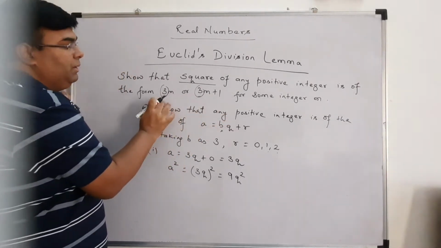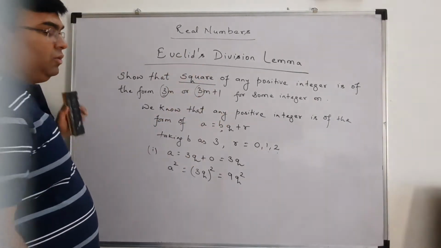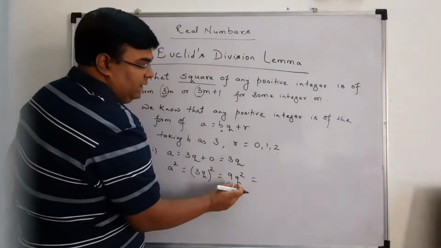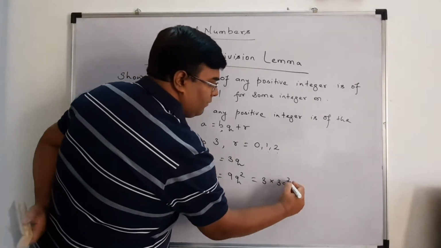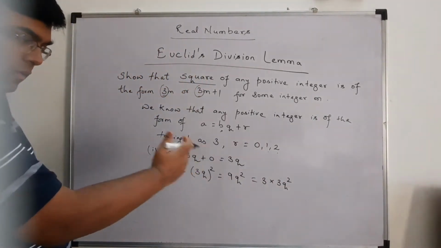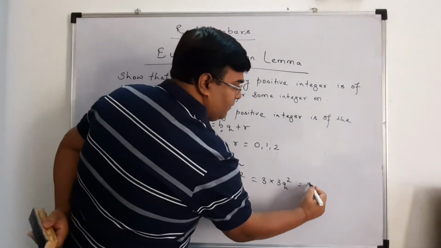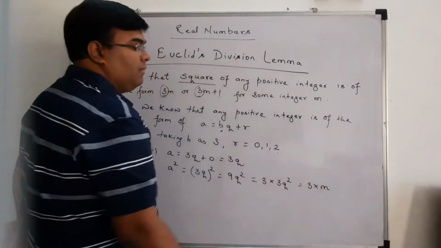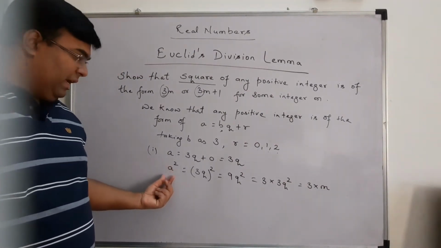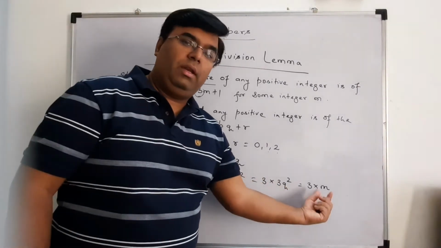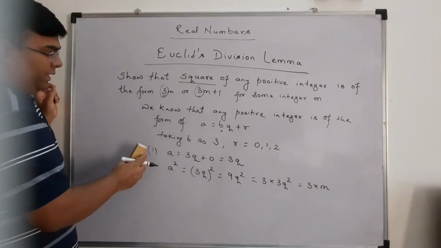We need to get our final number in the form of either 3m or 3m plus 1. It should be a multiple of 3 or a multiple of 3 plus 1. So we can write this 9q squared as 3 multiplied by 3q squared, where we have taken out 3 here. Now replace 3q squared by another letter m. So in the first case, a square is in the form of 3m, correct? Understood the first case?